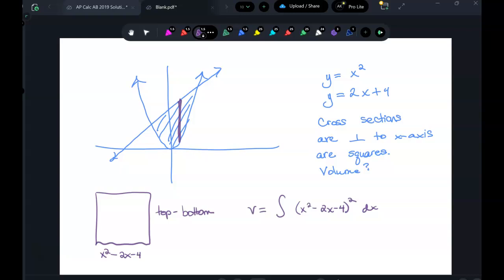I didn't give you something that was easily solvable. I just wanted to do the setup. We don't need to do that at all.